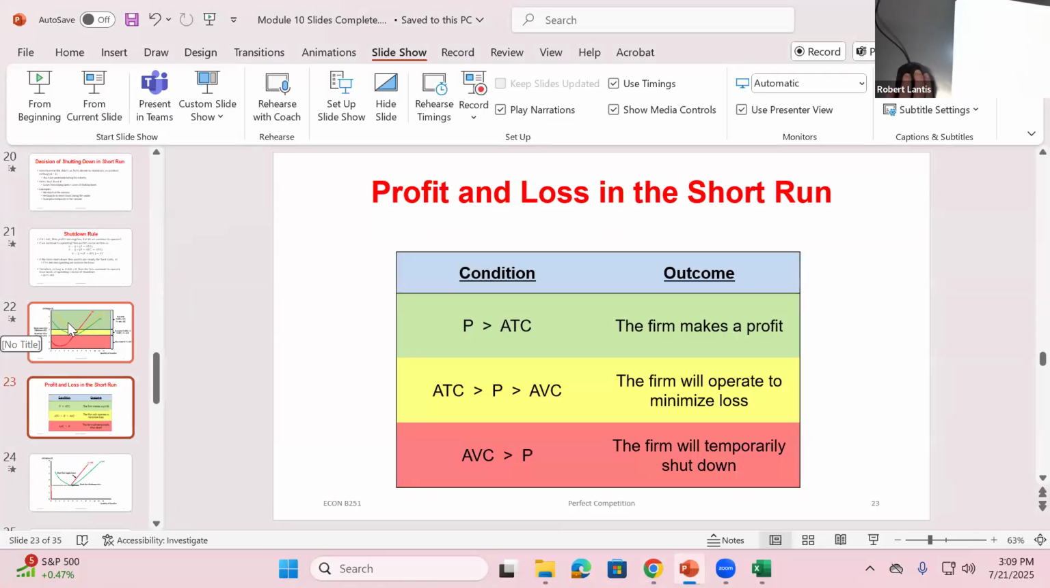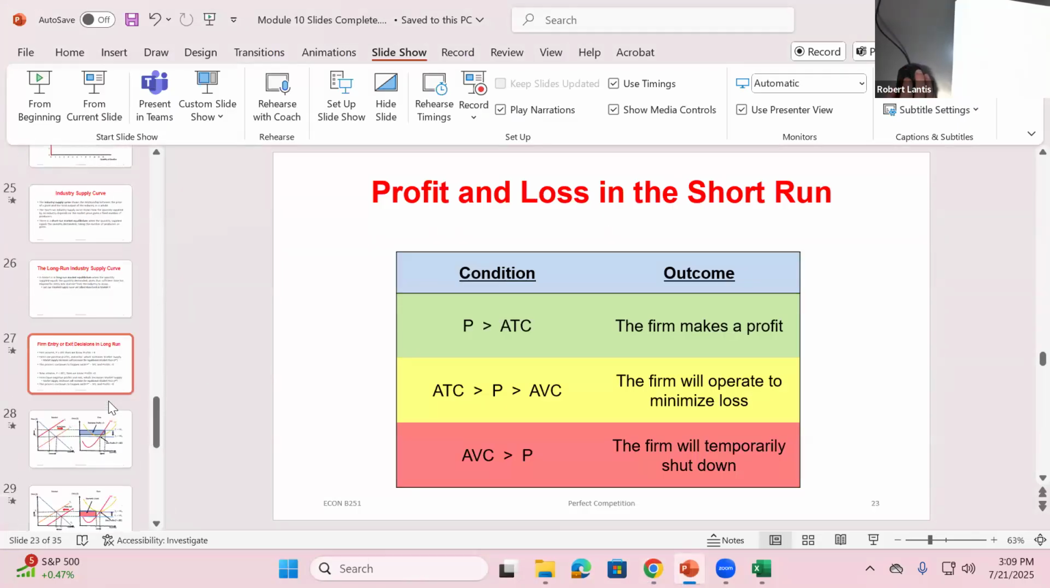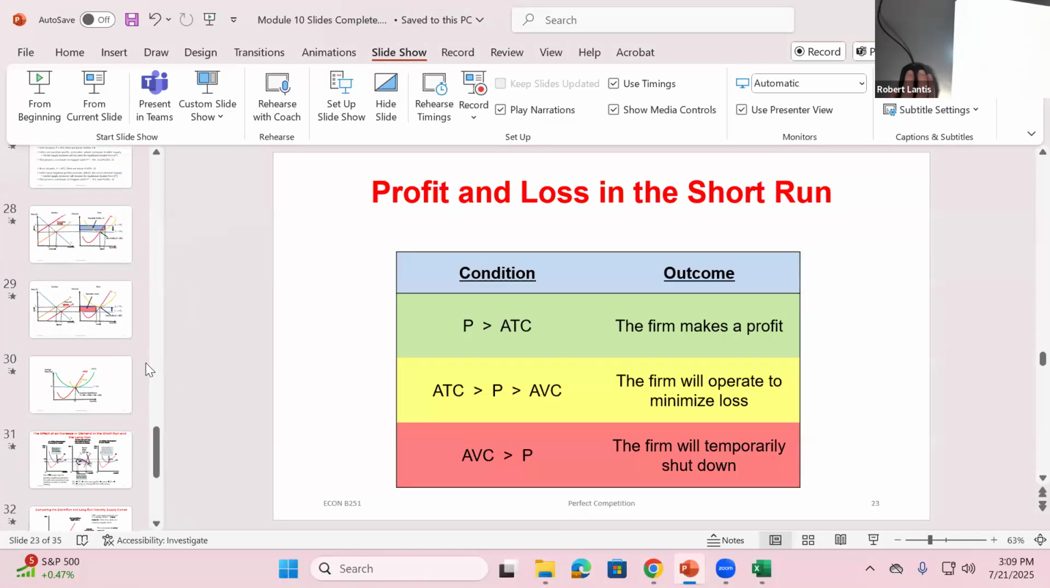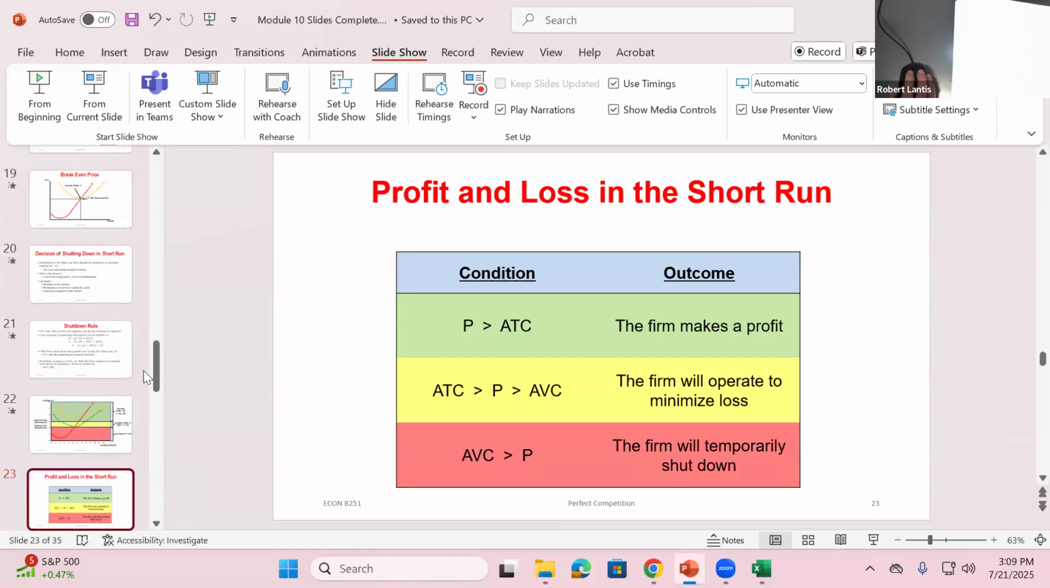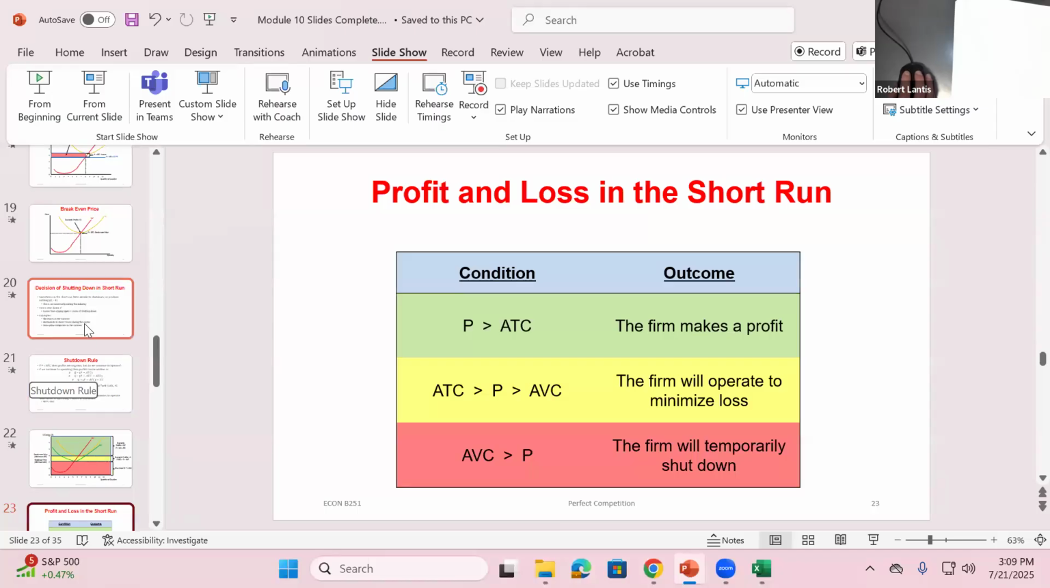Going back to the slides, we're talking about this shutdown rule. I'm going to do long run stuff next class. We'll do firm entry and exit. I know there was something that I wanted to, if we had time, go through. Oh, I know what it was.